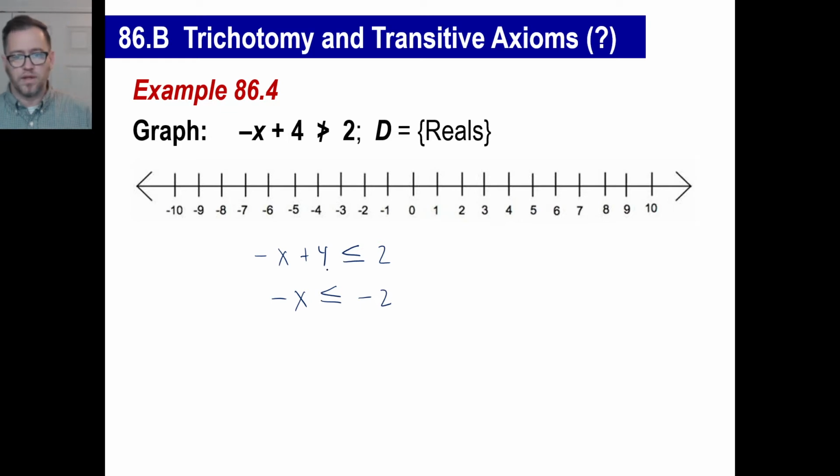And remember our rule, if we have to divide or multiply by -1 for an inequality, in other words, this will be positive x, this will be +2. Remember what happens here. This flips. So it's x is greater than or equal to 2. What are we allowed to use?